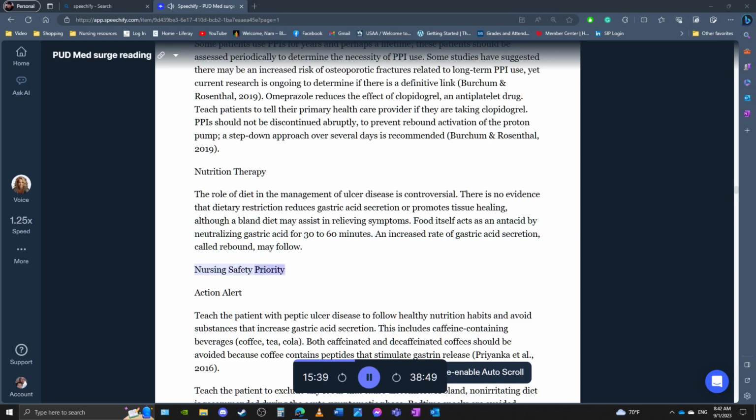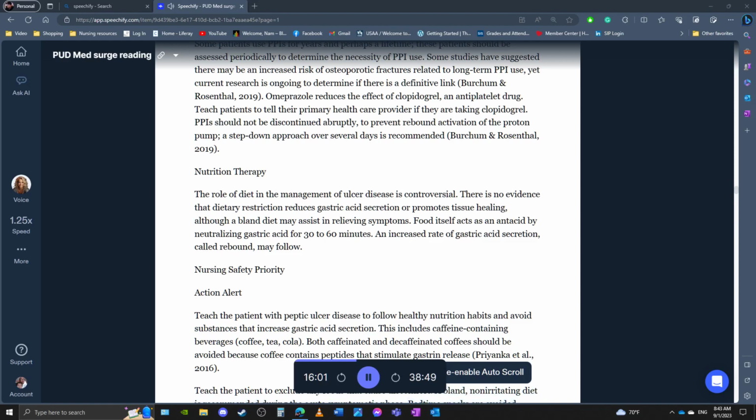Nursing safety priority. Action alert. Teach the patient with peptic ulcer disease to follow healthy nutrition habits and avoid substances that increase gastric acid secretion. This includes caffeine-containing beverages. Both caffeinated and decaffeinated coffees should be avoided because coffee contains peptides that stimulate gastrin release. Teach the patient to exclude any foods that cause discomfort. A bland, non-irritating diet is recommended during the acute symptomatic phase. Bedtime snacks are avoided because they may stimulate gastric acid secretion.